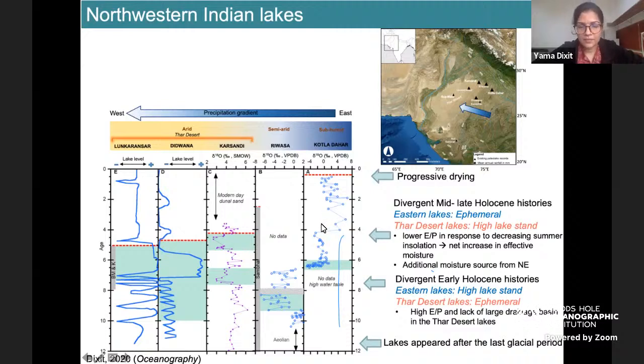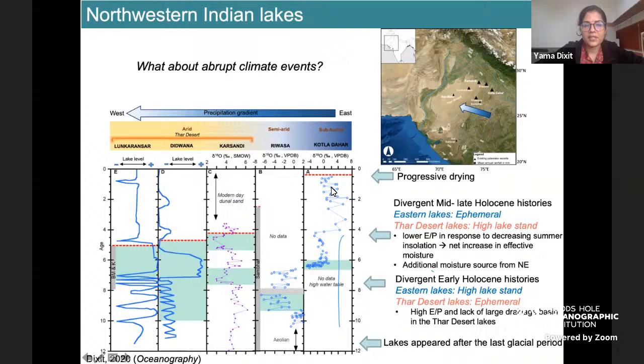Now, after that, there was a progressive drying, and Lake Kotla Dahar, for instance, dried. Now it's a dry lake; it's an ephemeral lake. These lakes dried out. Karsandhi has dried out. There's modern dunal sand. The red dashed line should be here. Somehow it has moved down, but you can see the progressive drying of lakes. Lake Lunkaransar, which is the westmost lake, dried out first, followed by Didwana, followed by Karsandhi, and Kotla Dahar is still a lake, with ephemeral deposits there, and it appears during the monsoon season.